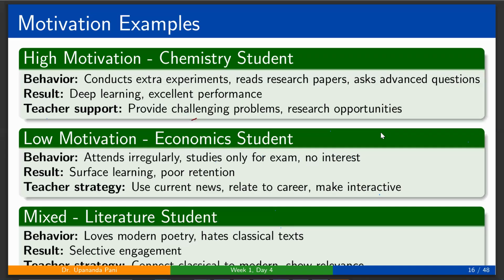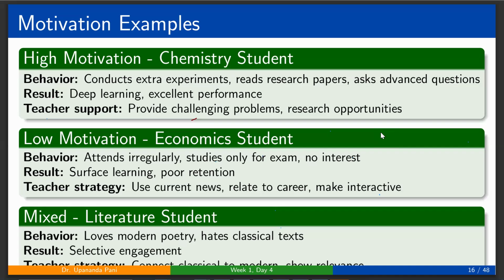Now let's see some motivation examples. Suppose there is a chemistry student who has high motivation. How will you observe this? What are those behaviors? They will conduct extra experiments, read research papers, and ask advanced questions. The result is deep learning and excellent performance. Now the teacher support: they will provide challenging problems and give research opportunities.